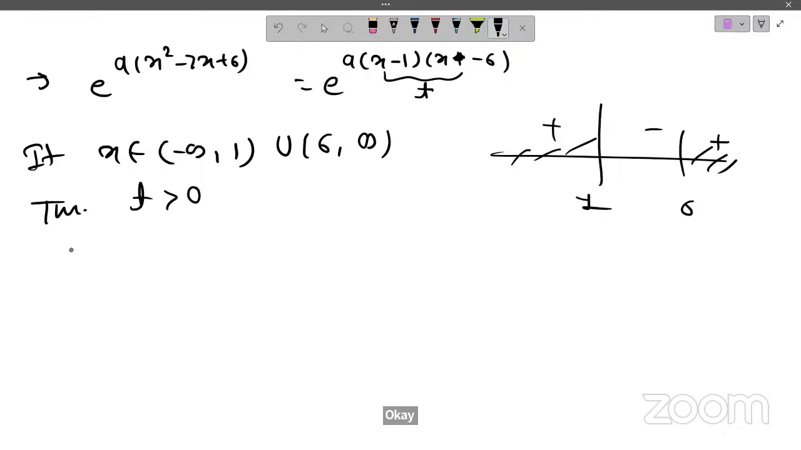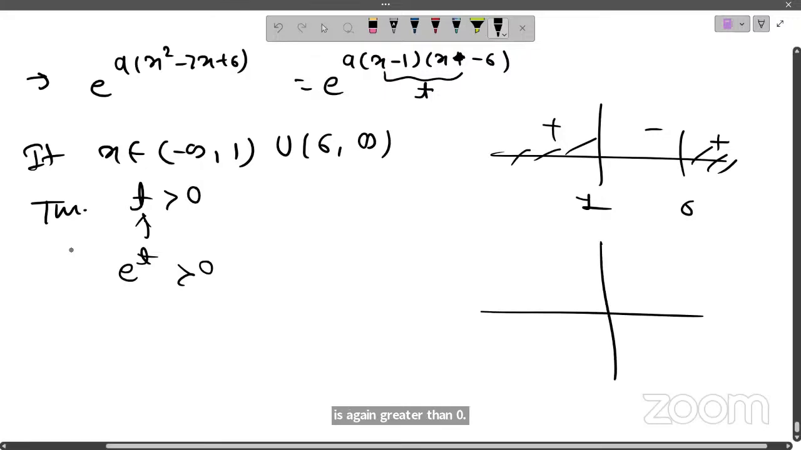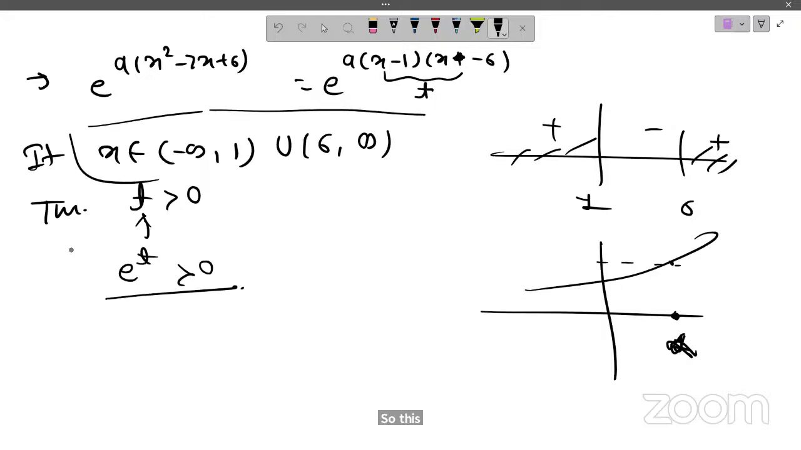So whenever your x belongs to this interval, minus infinity to 1 and 6 to infinity, your t, which is nothing but x minus 1 into x minus 6, is some positive real number. And for some positive real number, we know that e to the power t is again greater than 0, right? Suppose this is something alpha. For this alpha, our e to the power alpha will always have positive value. So this is again greater than 0. So the half of the real line we have done.